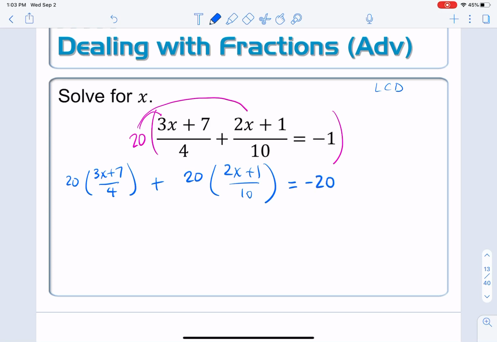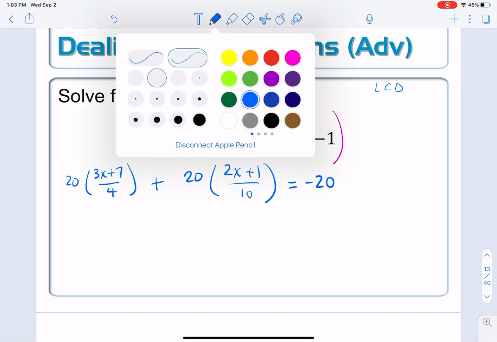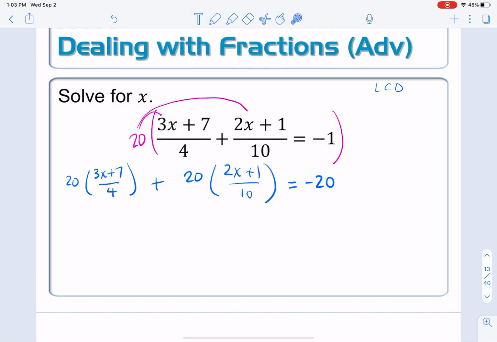Now rather than distributing this 20 across the top, the whole reason why I chose this 20 is because 4 goes into it and 10 goes into it, and I'll be able to dissolve my fractions. They're going to divide out. And think of this, if you will, as something over 1, like 20 over 1. And yeah, you could do top times top or bottom times bottom. But as we've seen on some of those other problems, I can go ahead and divide out any common factors on both the top and the bottom.